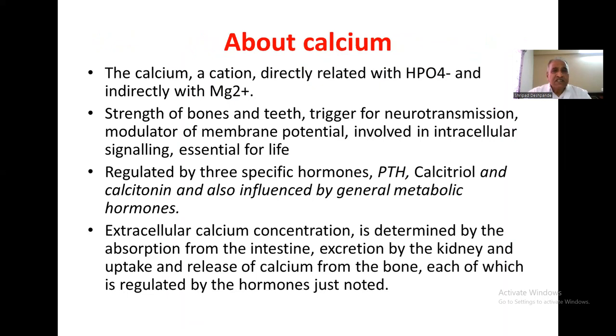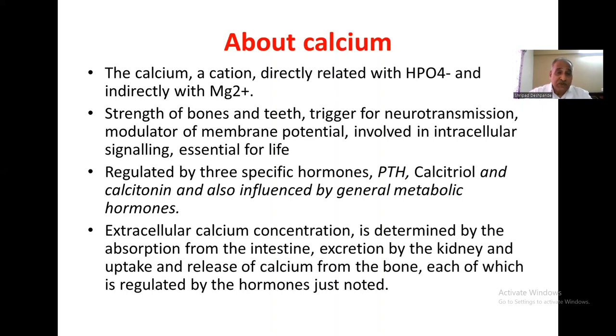Calcium is a cation directly related to phosphate and indirectly to magnesium. Directly, in the sense that though it has a reciprocal relation with phosphate, calcium and phosphate go hand in hand. It is required for the strength of the bones and teeth, triggers neurotransmission, is a modulator of membrane potential, and is an essential component of intracellular signaling molecules, and is essential for life. Because if the calcium levels go low, there will be tetany, and this tetany causes laryngeal spasm, and this laryngeal spasm leads to asphyxia and death.